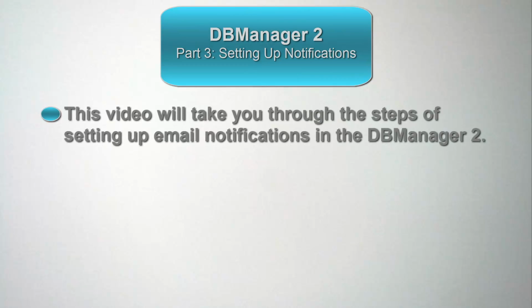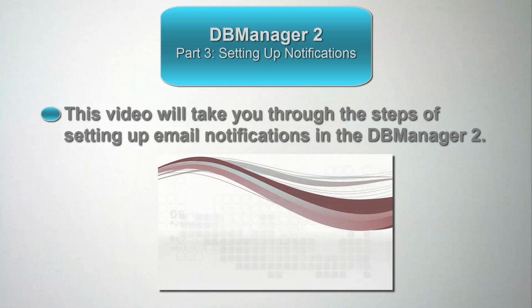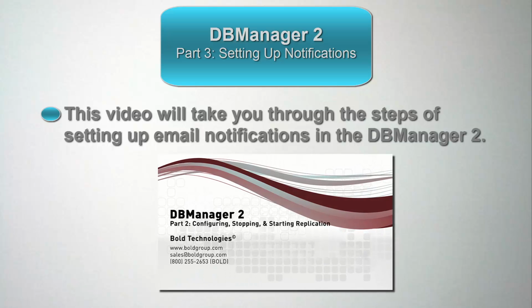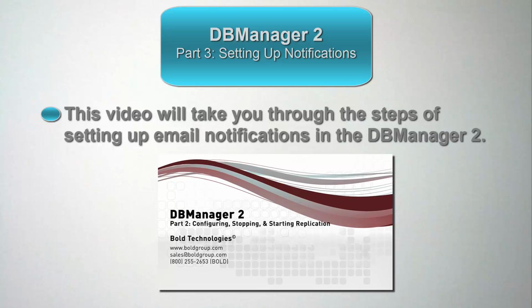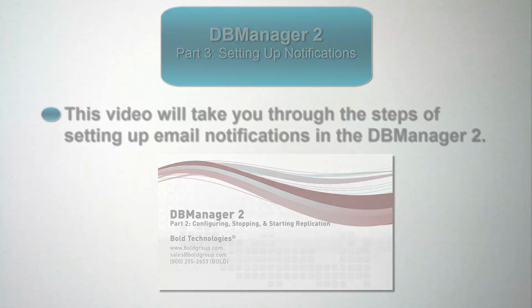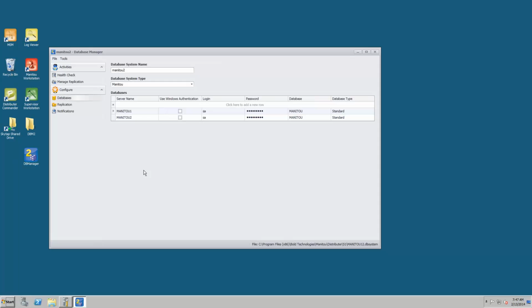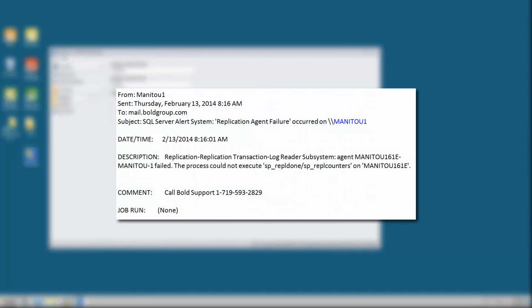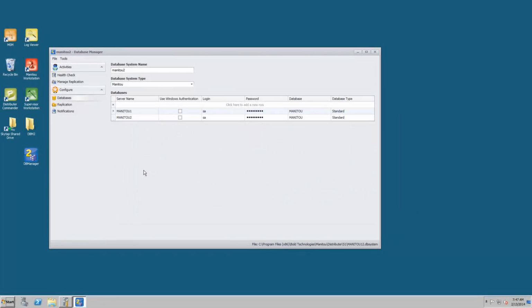This video will take you through the steps of setting up email notifications in the DBManager 2. I recommend, if you haven't done so already, checking out part 2 of the DBManager 2 series, where we configure, stop, and start replication. You have the option of receiving email notifications when SQL functions fail to operate as they should. You can configure these notification parameters in DBManager 2.